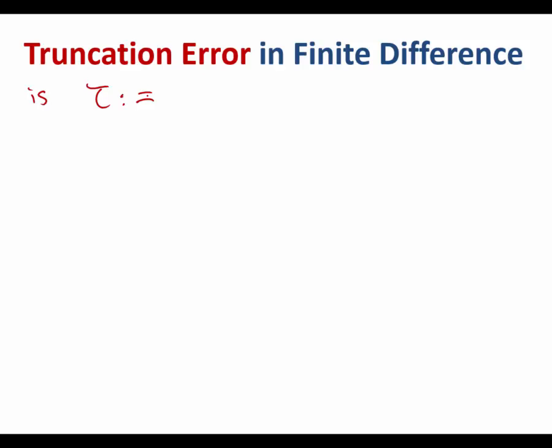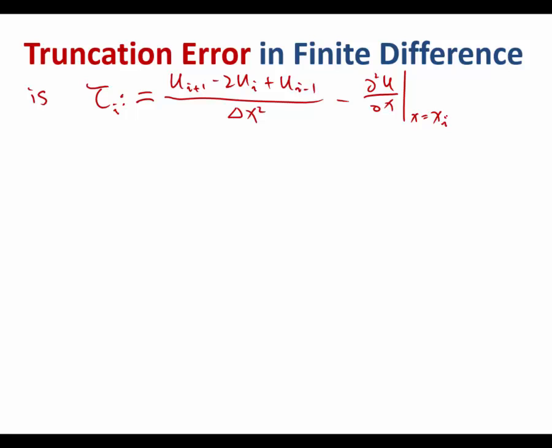Now the truncation error at the ith grid point is the difference between the thing I have written down many times, the finite difference approximation, minus the second order derivative we want to approximate at x equal to xi. Okay, how do we analyze that truncation error? Taylor series.